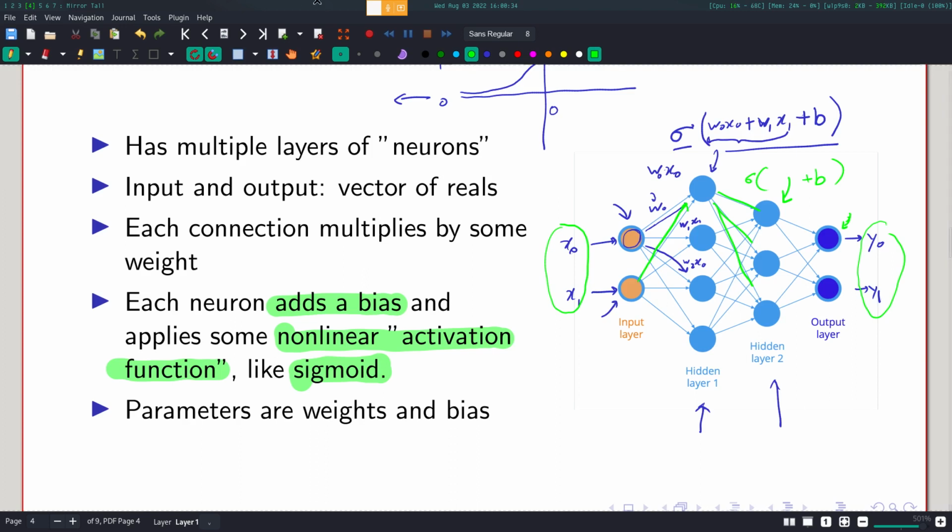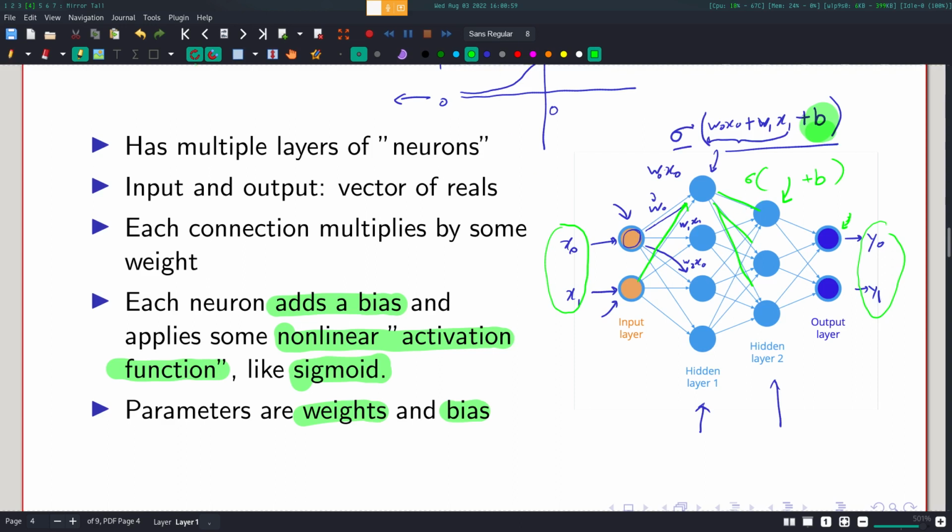The parameters are going to be these weights and bias values, right? Remember that for each one of the edges, let's say, you have a weight associated with an edge. So each one of these weights is going to be part of your parameters. And again, for each neuron, you have a bias value that you're adding in. So that bias value is also going to be a part of the parameters.